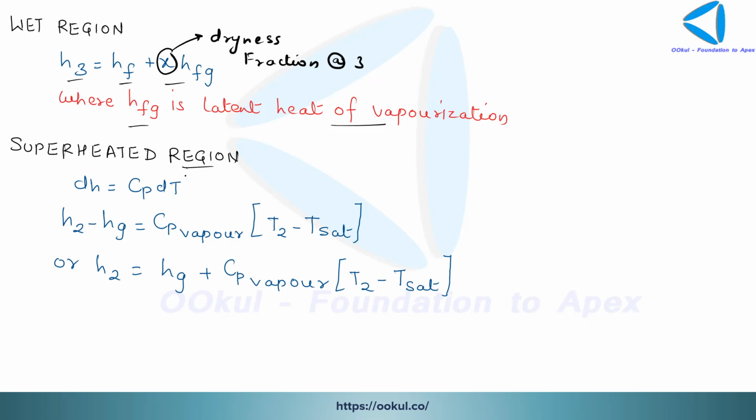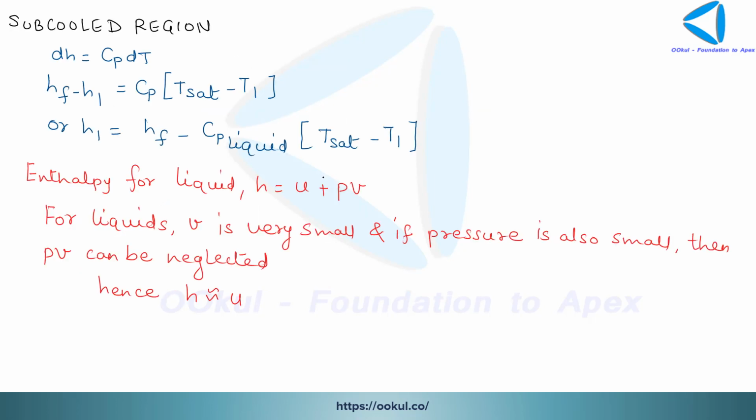Superheated region: dH equal to Cp dT, the basic definition of enthalpy. So in the superheated region we will have H2 minus Hg equal to Cp vapor times T2 minus Tsat, that is the saturation temperature, or H2 can also be written as Hg plus Cp vapor times T2 minus Tsat. Then in the subcooled region again we have dH equal to Cp dT. So Hf minus H1 equal to Cp times Tsat minus T1, because Tsat will be higher than T1, or H1 will be equal to Hf minus Cp liquid, because this will be liquid as we are talking about the subcooled region, times Tsat minus T1.